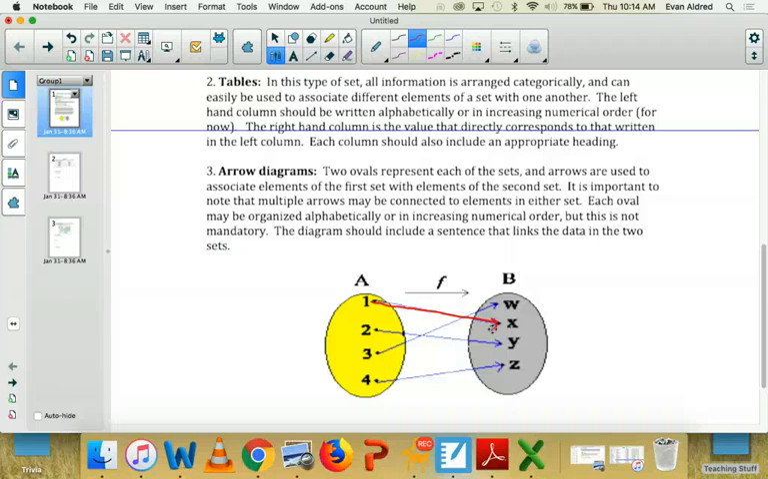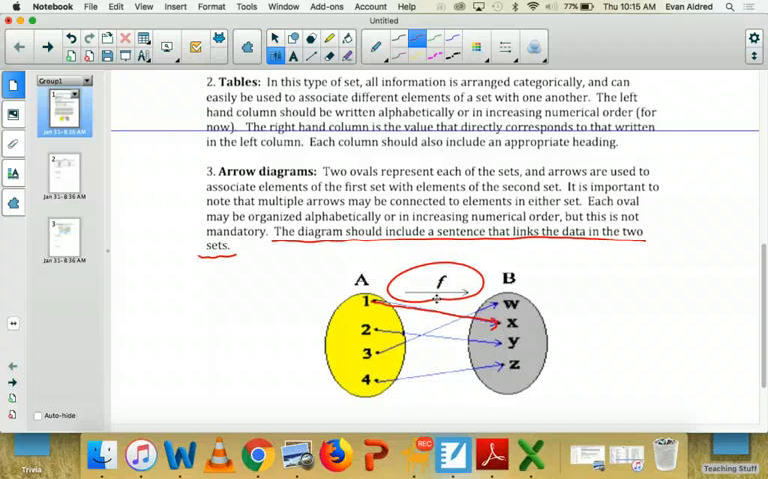The last sentence is really important, and it's oftentimes this part of an arrow diagram that gets forgotten. There has to be a linking sentence from the first set to the second set, so that if somebody is observing your arrow diagram, they more or less have an idea of what you're representing here. That linking sentence, again, should link set A in this case to set B so that you can see how each element in set A is related to the element in set B.